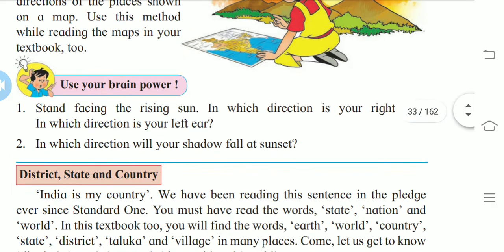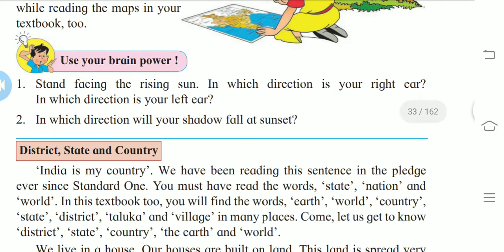Use your brain power. Number 1. Stand facing the rising sun. In which direction is your right ear? In which direction is your left ear? In which direction will your shadow fall at sunset?